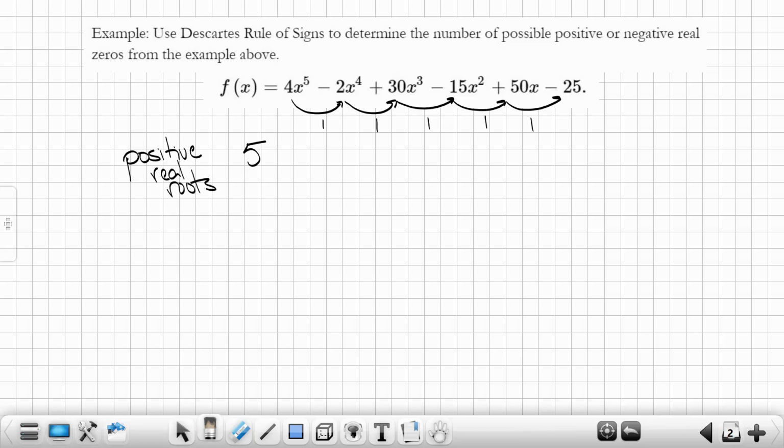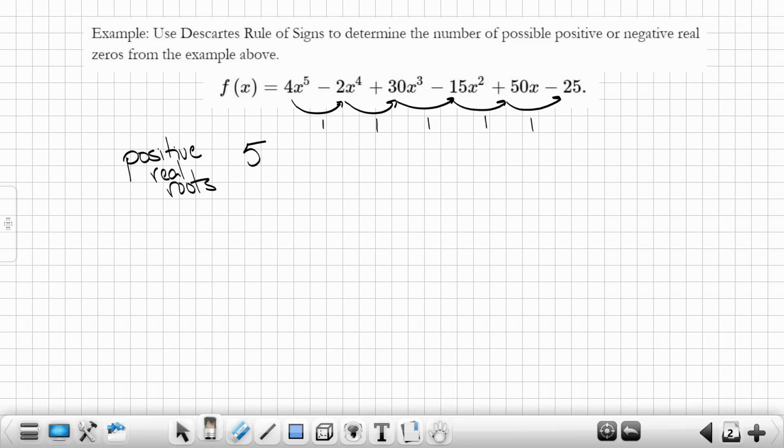Positive real roots. 5. And now read the next part of that line when I read Descartes' rule of signs: or less than by an even number. Right? So what's our first even number? It's not 0. 2, if I count my evens. 2 is my first even number I count by. I'm just saying by an even number, I'm not talking about in this function. My first even number, period, is 2.